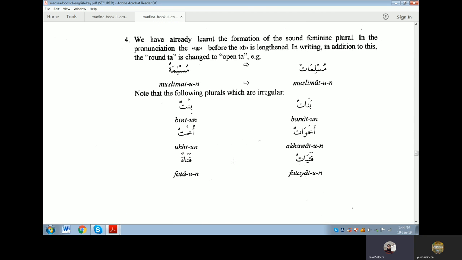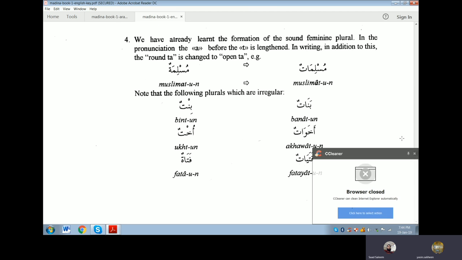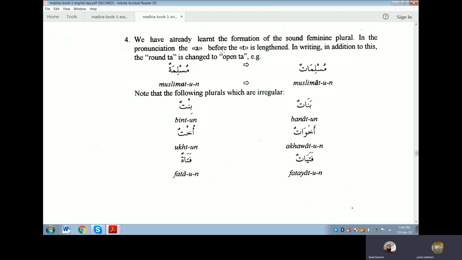For men we use dhahabu, and for women we say dhahabna. Okay. And we have learned the formation of the sound feminine plural. In pronunciation, the a before the ta is lengthened. In writing, in addition to this, the round ta is changed to open ta. So you have muslimatun, and then muslimatun. This word is muslimatun, and this word is muslimatun.